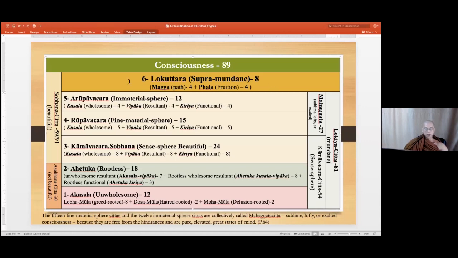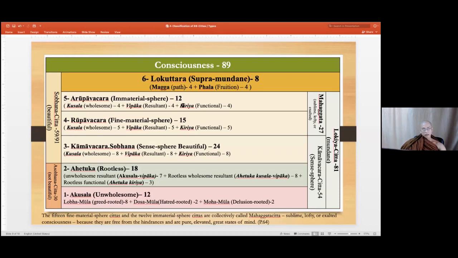If we roughly classify consciousness, we get only two classifications: one is supramundane and the other is mundane. In this column, the 5 categories are included under the title of Lokiya Chitta, mundane consciousness. So we get supramundane 8 and mundane consciousness 81. It becomes the 89 consciousness. In this way, we can understand the classification of consciousness.